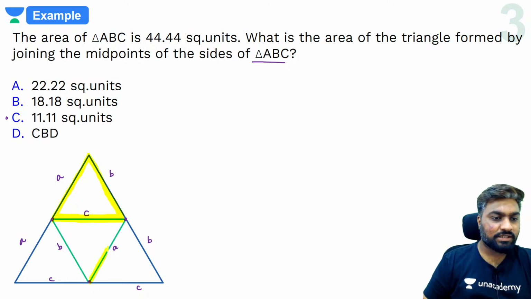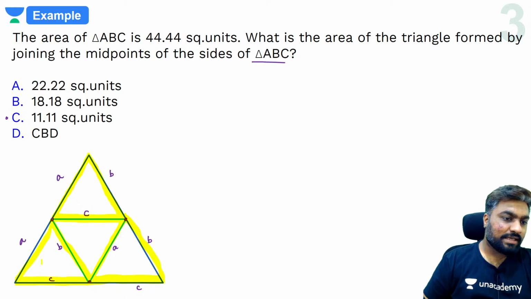What are the sides of this triangle? A, B, C. Sides of this triangle A, B, C. Correct? Yes. If all these three and the fourth one inside also has A, B, C as the sides, then can I say that each of their areas will also be equal? Do you agree, guys? Yes.